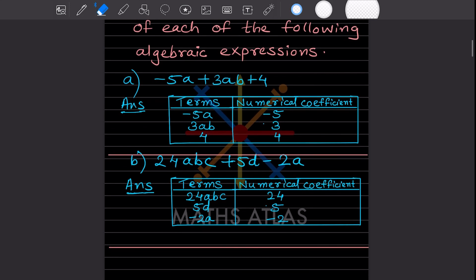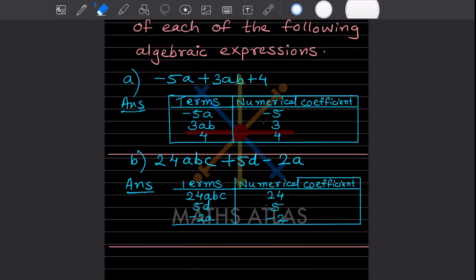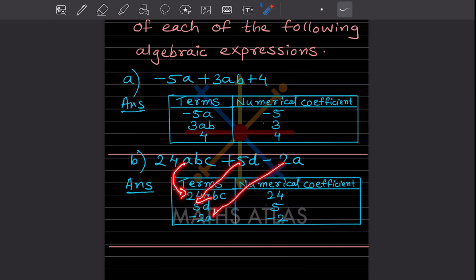Now the next one says that these are the three terms. This one term, and this one term. Same term over here, same term over here, along with the sign. Now we will cut down the variable. The coefficient is 24. Cut down the variable, the coefficient is 5. Cut down the variable, the coefficient is minus 2. Hope that is clear.